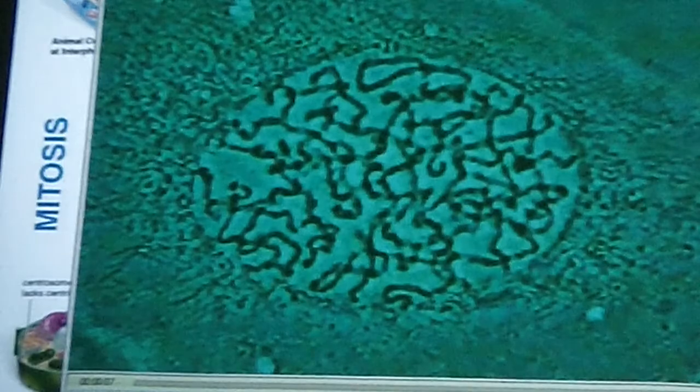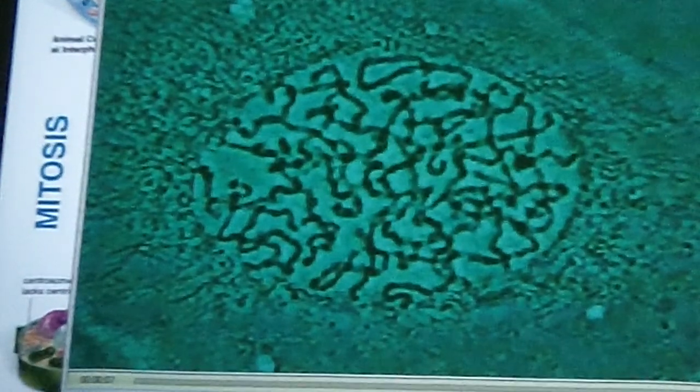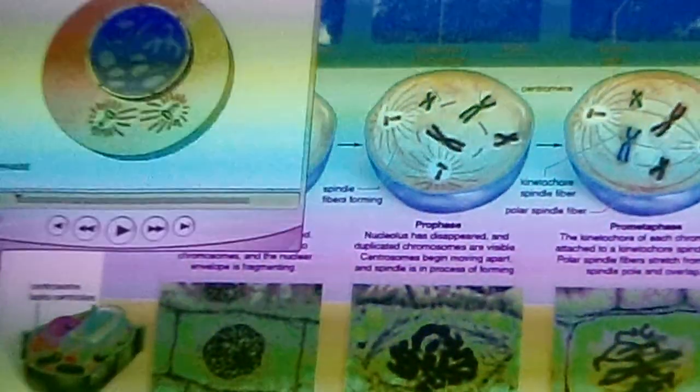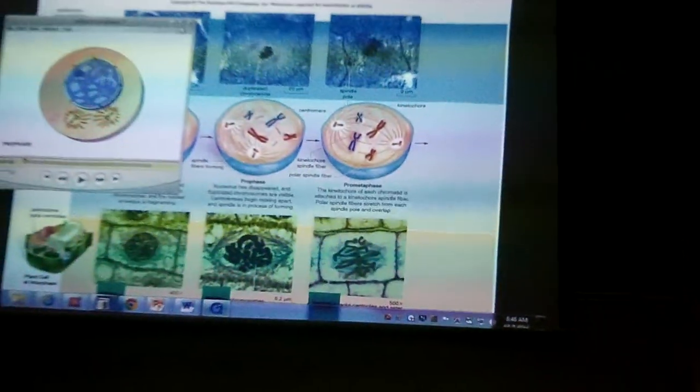Bam. And this is an artist version of what's going on, but it's also informative.